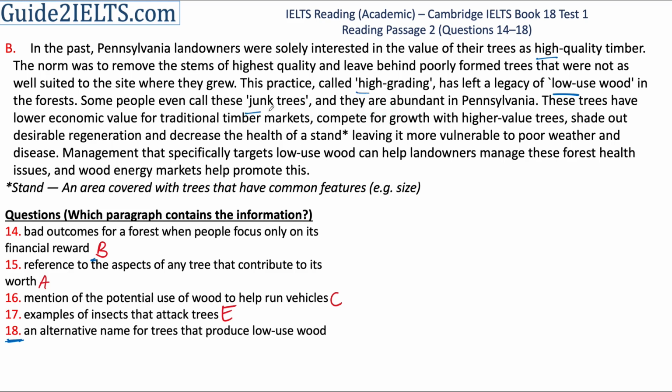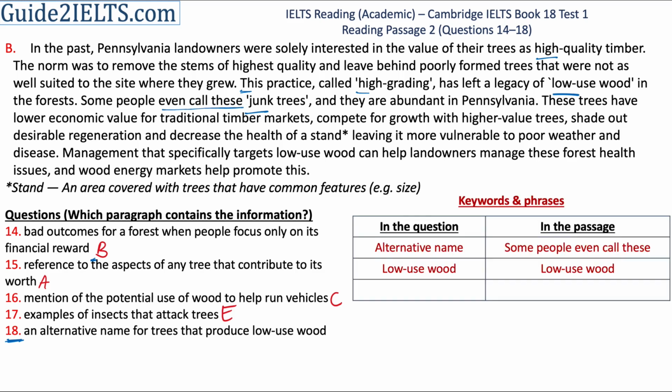These are names for such trees. To confirm, I'll just read the sentences which have phrases in quotes. This practice, called high grading, has left a legacy of low use wood. Some people even call these junk trees. So this clearly means an alternative name or another name for low use wood is junk trees. The answer to the 18th question is B.